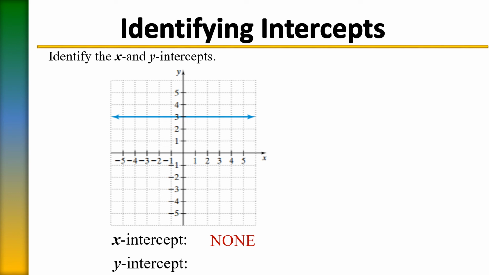How about the y-intercept? Does it touch or cross the y-axis? You bet. Where does it touch? Exactly, it touches at 3. So the y-intercept is at 3, or if you want a specific location, that would be 0, 3.